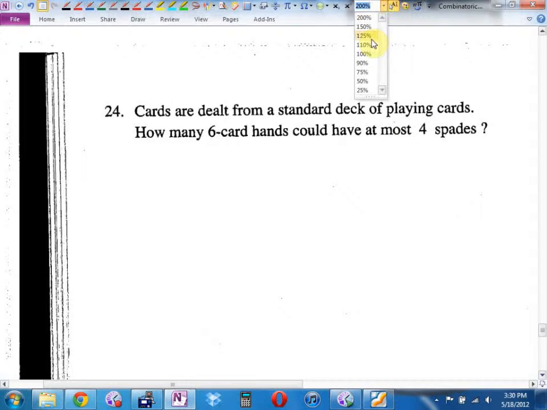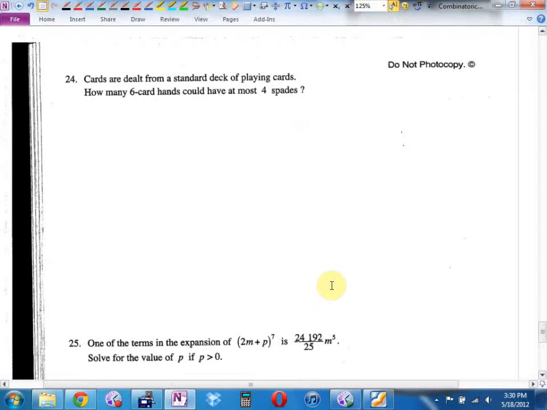Card question. Cards are dealt from a standard deck of playing cards. How many 6-card hands could have at most 4 spades? What does at most 4 spades mean? What are the cases? 4 or 3 or 0. That's too much. You know what? Let's go at most 2 spades, just to make it easier.